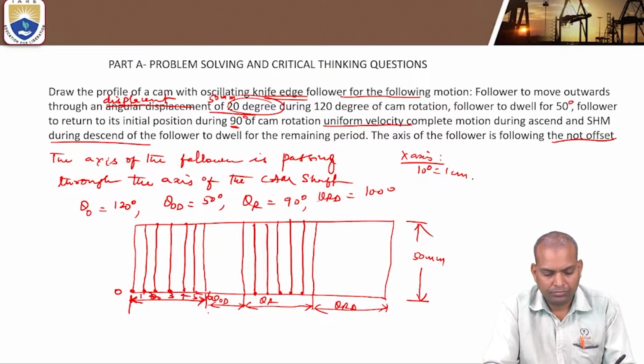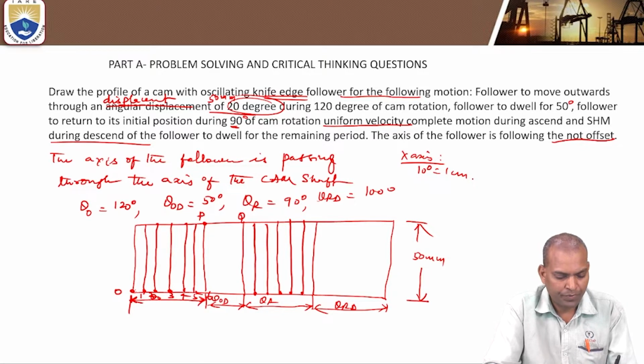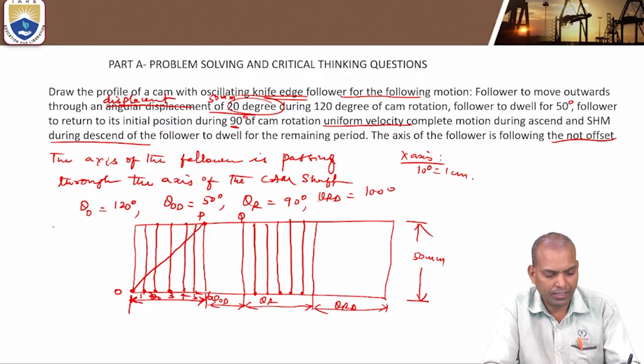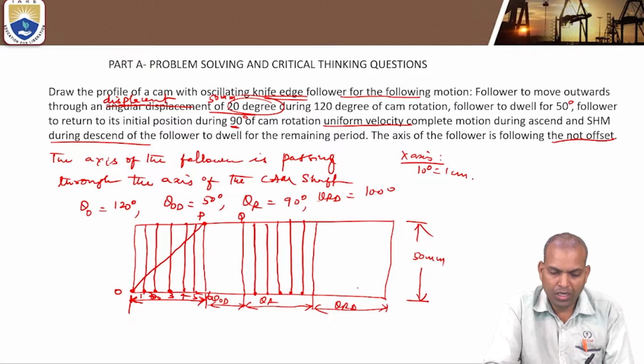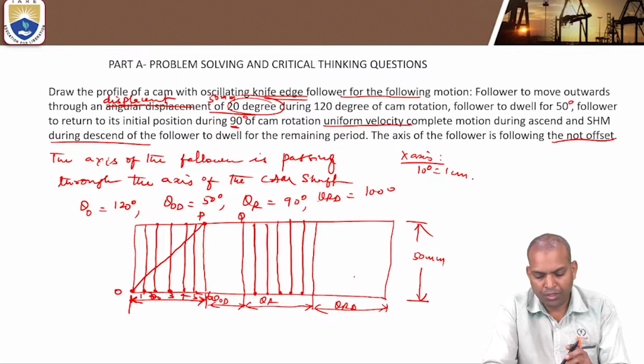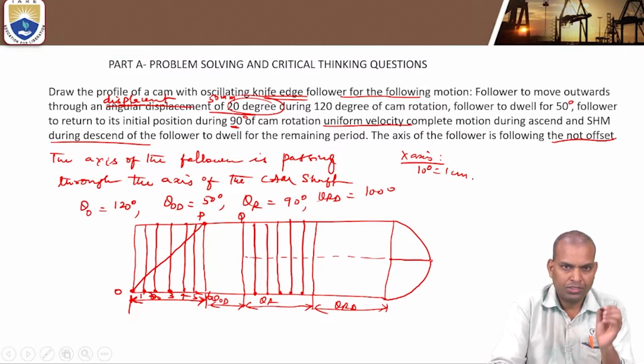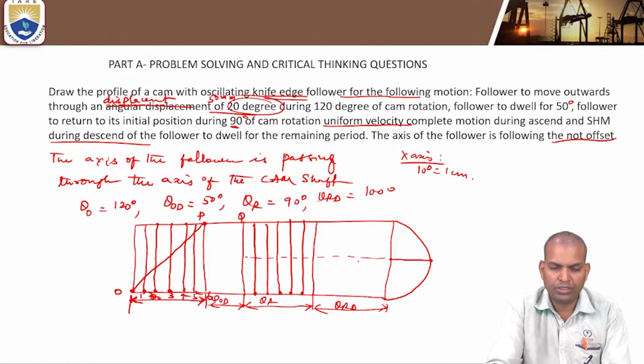Now, it is equal divisions, so join these points. This is suppose P and it is Q. From O to P, join straight. That is the uniform velocity displacement diagram. Whereas for simple harmonic motion, during the descent, what to do? We have to join the center point and draw a semicircle, because point P has a circular uniform motion.